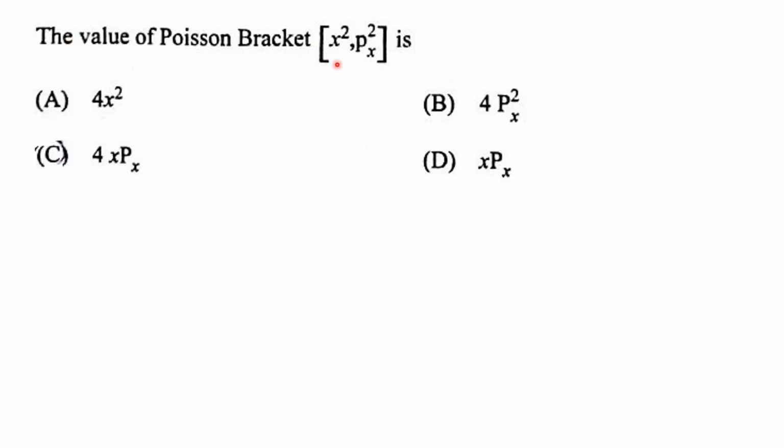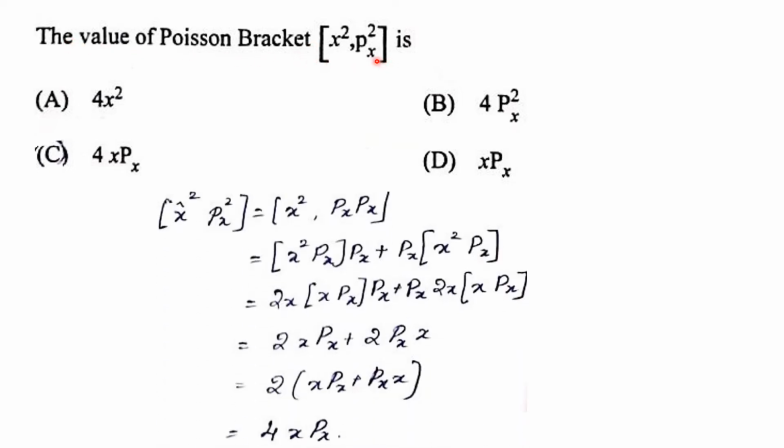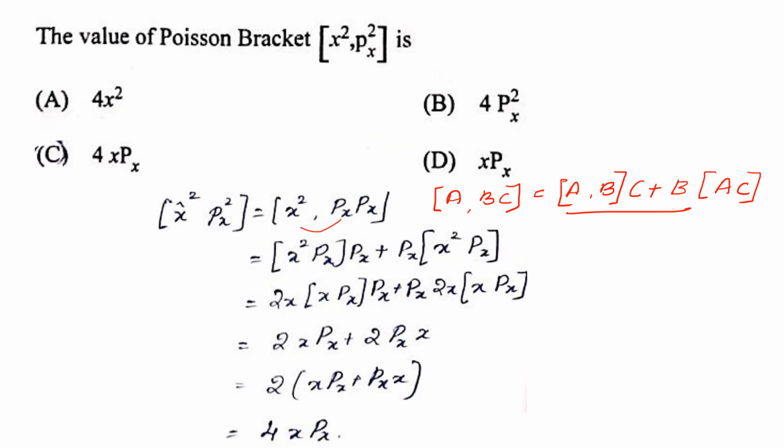The value of Poisson bracket x square, px square is, here x square px square can be written as x square and px times px. From the property of Poisson brackets, if it is A, BC, then Poisson bracket AB into C plus B into Poisson bracket AC. Using this property, this can be written as Poisson bracket x square, px into px plus px into Poisson bracket x square, px.